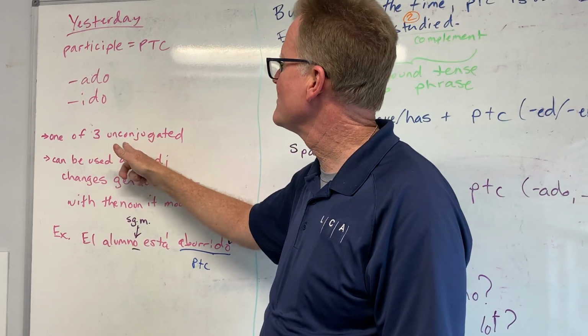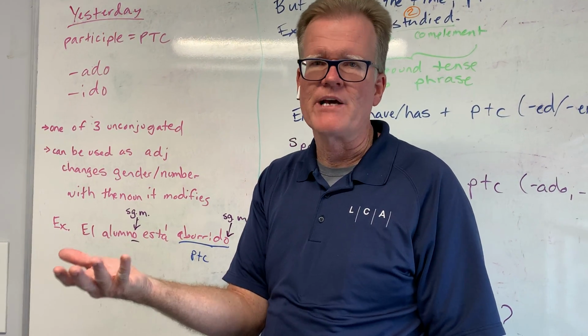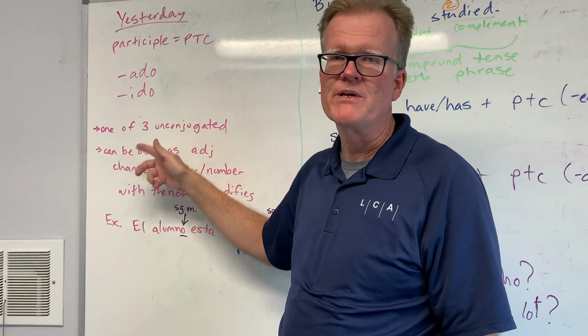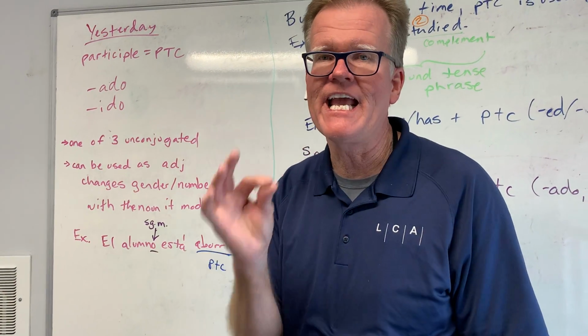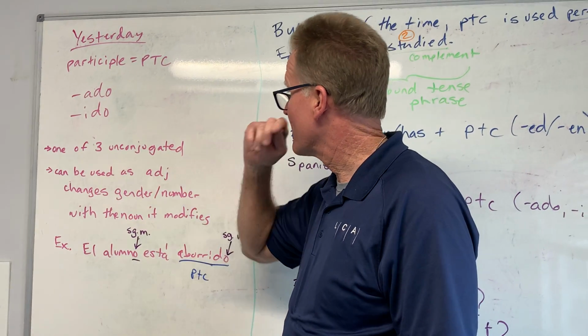And now we're finally seeing the third, final unconjugated form. This is important because you never put a pronoun in front, an object pronoun or reflexive pronoun, in front of an unconjugated form. You always put it in front of a conjugated form of the verb.